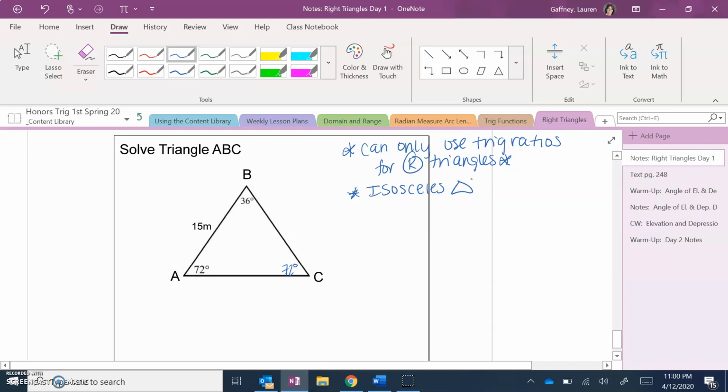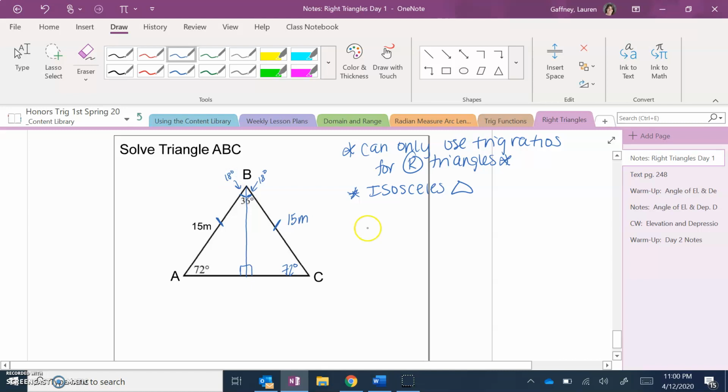Okay? So what you can do here is you can drop down a vertical and split this. Since it's isosceles, well, then we also know that this is 15 meters. Just throwing that out there. When we drop that down, we are creating an altitude, and it creates two right triangles. So from here, we can look at one of these at a time. What this also does is it splits this up top. So these are now both 18 degrees.